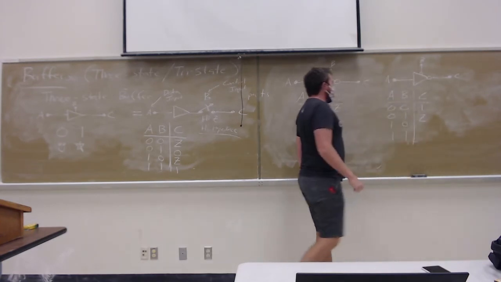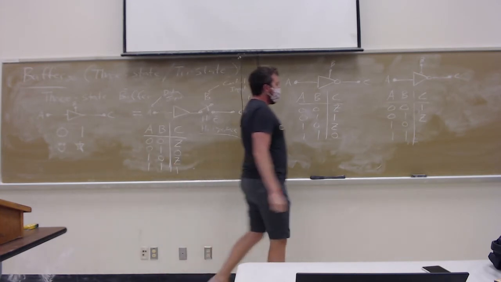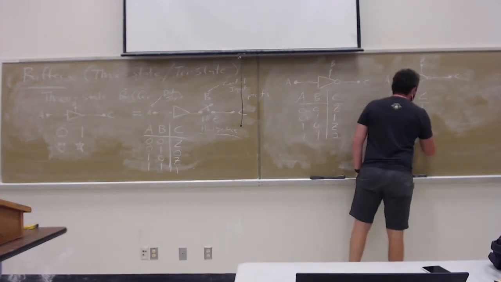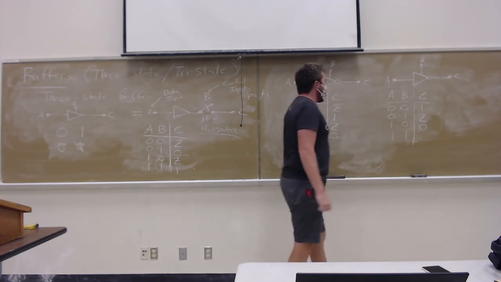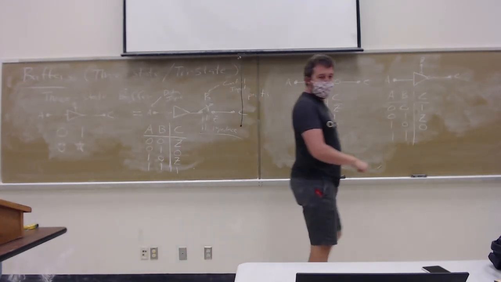Now A is 1, B is 0. What is C? 0. Yeah, it's going to be 0. And A is 1, B is 1. What is C? Z. It's equal to Z, good.